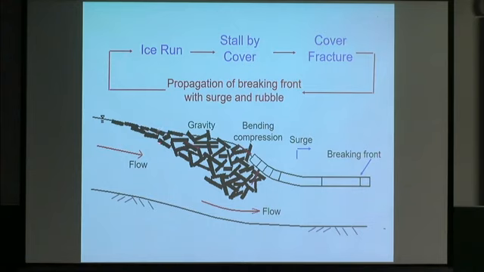So in a simple picture, if this is the cover, we could have ice mass or rubble coming from upstream and exert force on this leading edge, up along this and underneath, bending it. But at the same time, we are talking about really the surge or flood wave coming from upstream that could cause the propagation of the breaking front along the river.